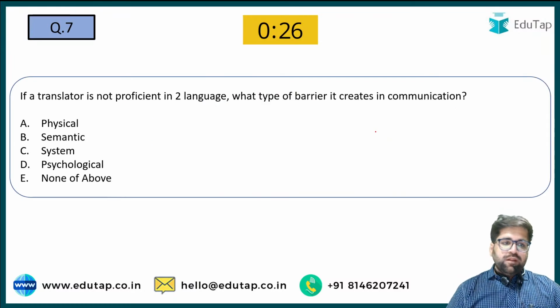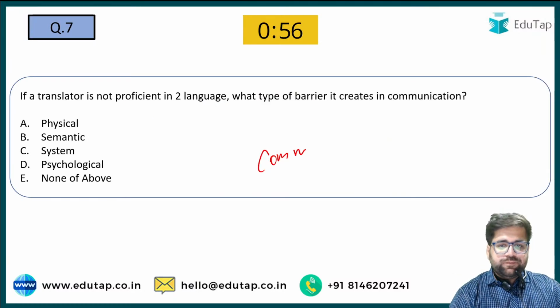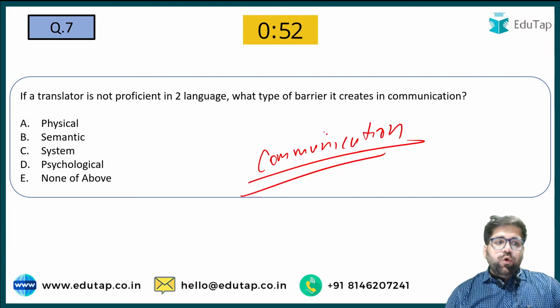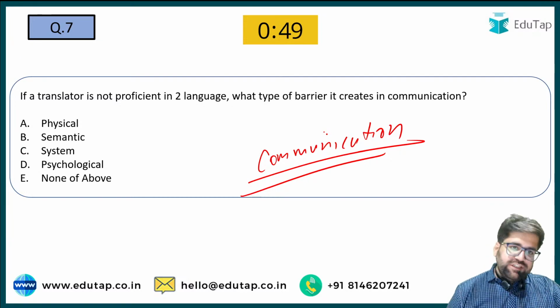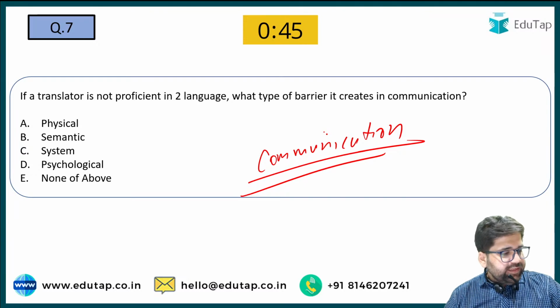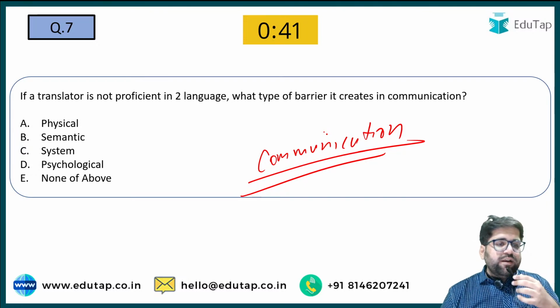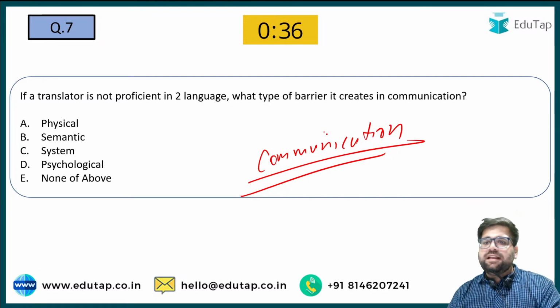right answer. Question number 7, coming back to communication. This is directly taken from your communication chapter, my friends. If a translator is not proficient in two languages, what kind of barrier does it create? So let me see who gives me the right answer for question number 7. If a translator is not proficient in two languages, what type of barrier does it create in communication?